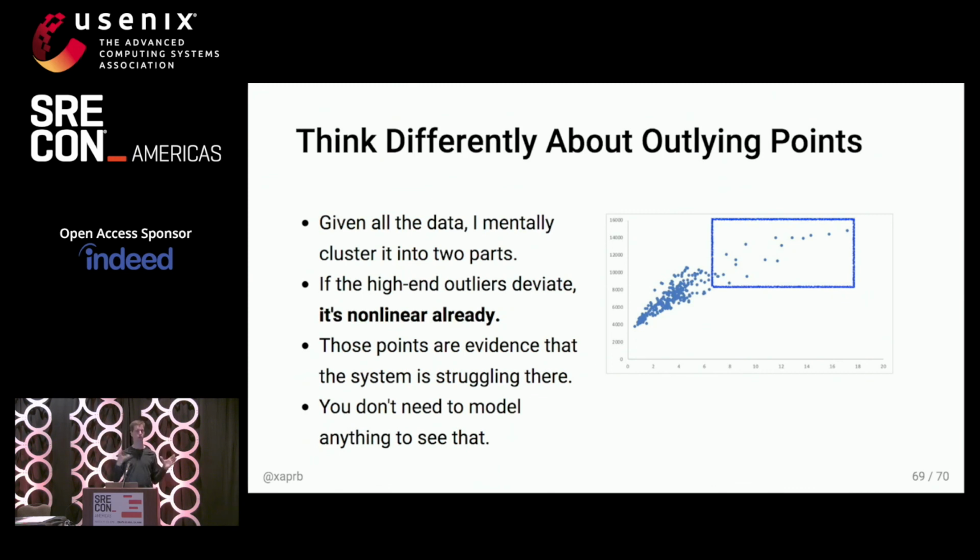And then I draw a box around the outliers and go, this is already the system struggling. This is high concurrency. And what happens when systems get stuck? Things pile up. And what is things piling up?